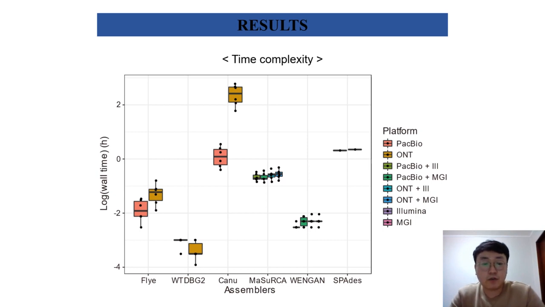MaSuRCA and Wengan, which start their assembly process with short-read-based pre-assembly, showed less effect of time complexity according to the sequencing read length. This observation indicates the contiguous extension stages using TGS reads in hybrid assembly were hardly affected by the amount or length of the TGS reads.